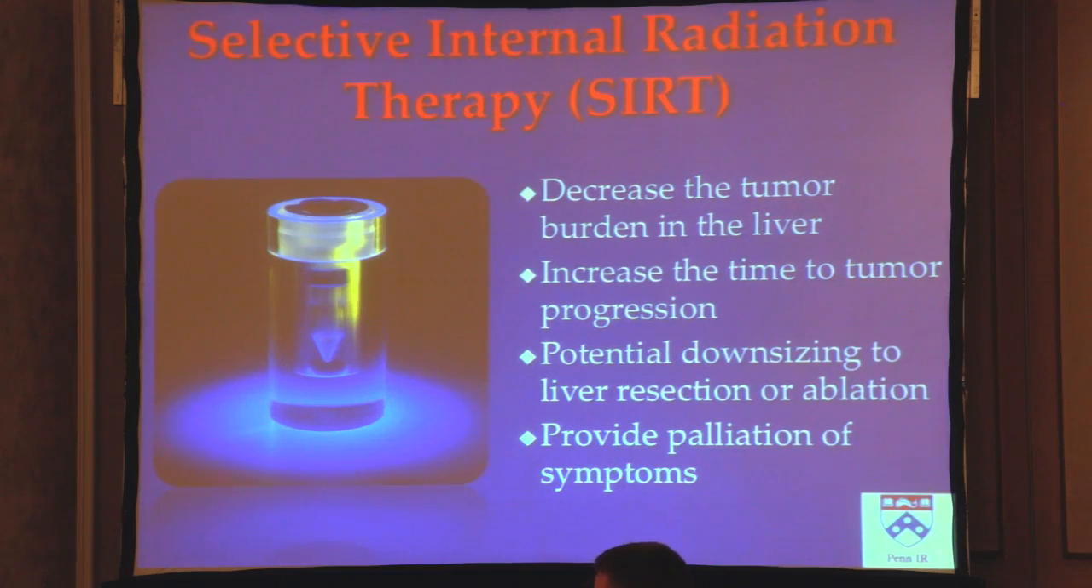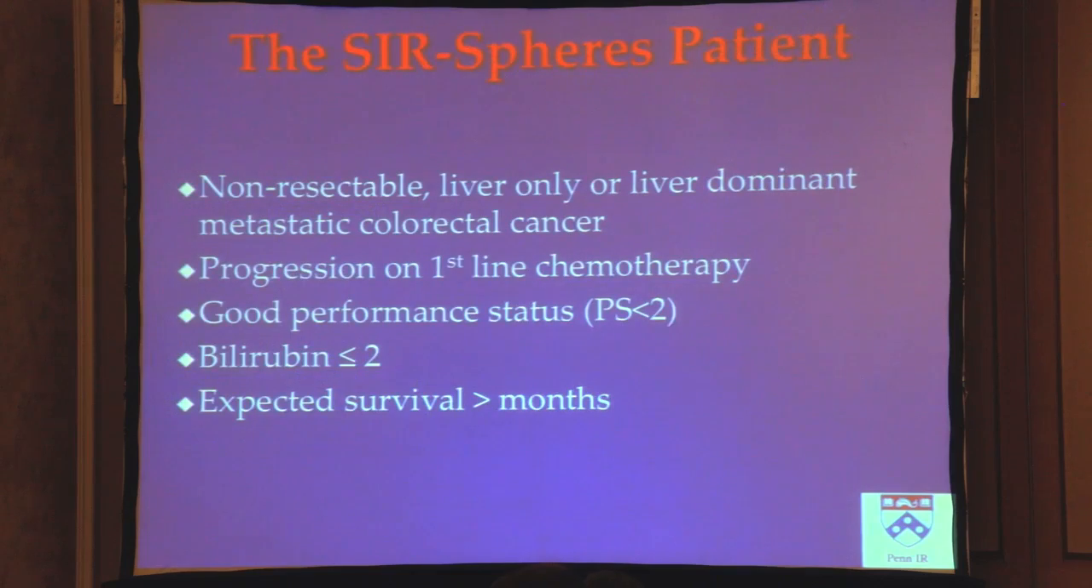The purpose of doing this procedure is first to decrease the tumor burden in the liver and increase the time to progression, so hopefully we can halt the spread of the tumor. Hopefully we can also downstage the tumor. We can downsize it so a patient can perhaps undergo a surgery, a resection, or perhaps a transplant. And if patients are having a lot of symptoms from their tumors, we can help with that as well.